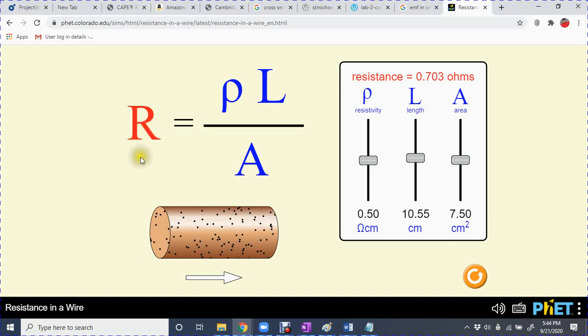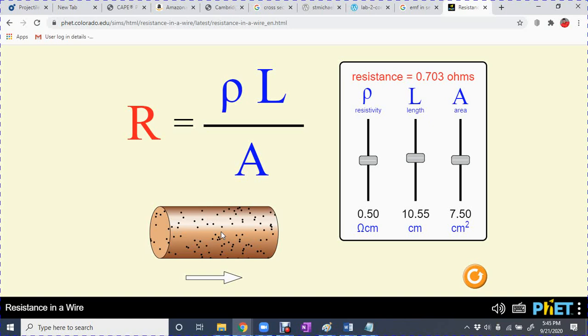Remember, at first we became familiar with the fact that R is equal to V upon I, where we know that the current value can affect the resistance, right? So we understand that there are some parameters that can affect the resistance. Now he went a step further by looking at the wire itself. Now here we have a wire, and we know that inside of this wire it is made up of atoms and particles and all those other things, right?